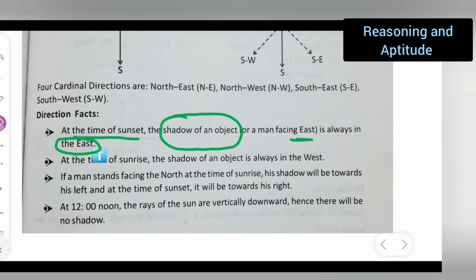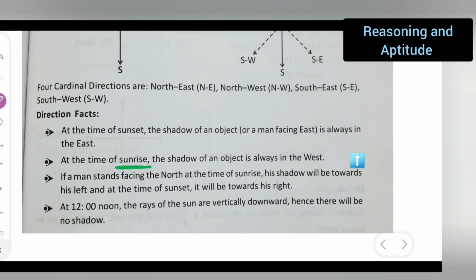Next, let us see. The next point says that at the time of the sunrise, the shadow of an object is always in the west. So, at the time of sunrise, it is in the west. At the time of sunset, it is always in the east. Remember these points, these concepts.